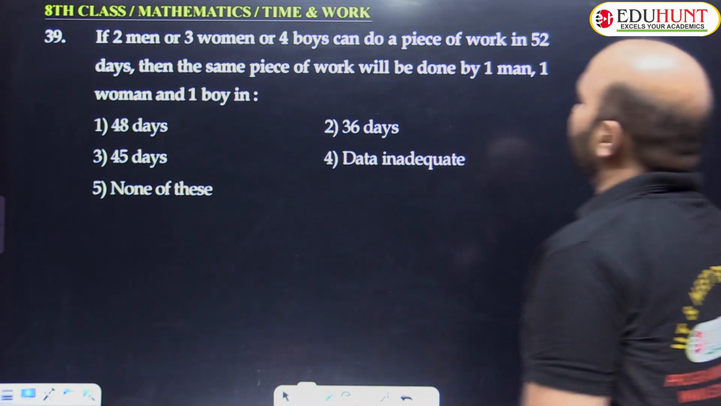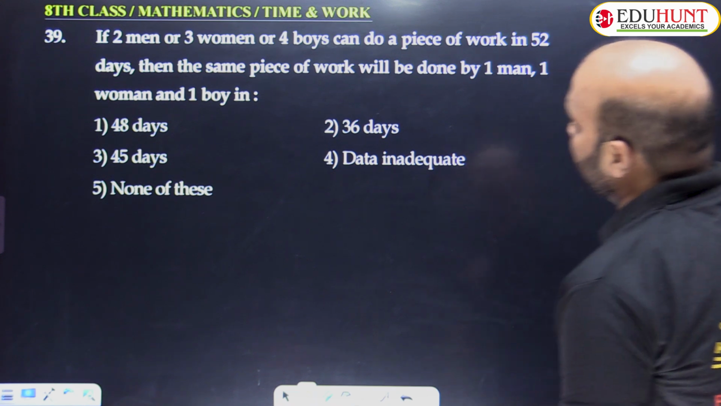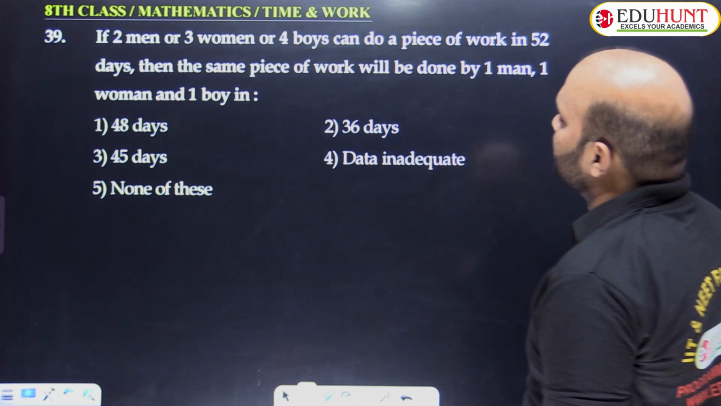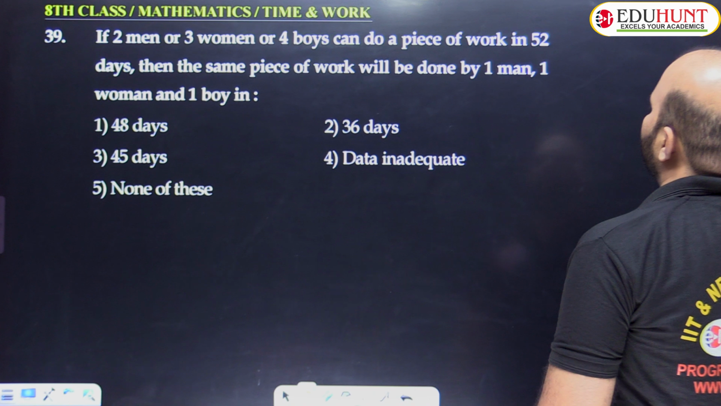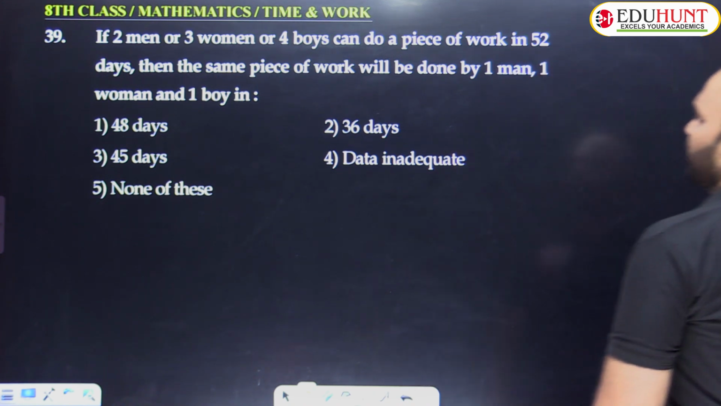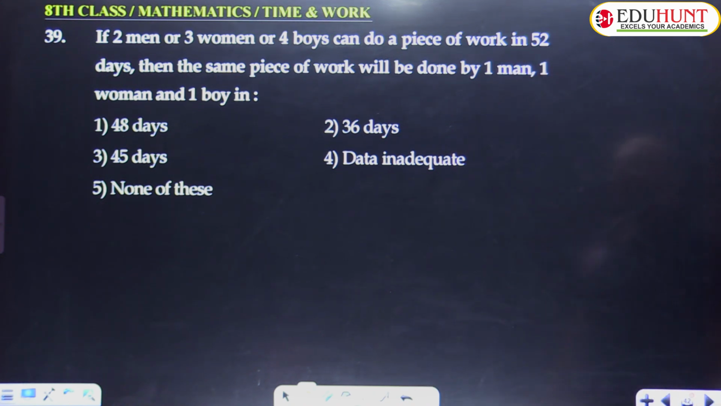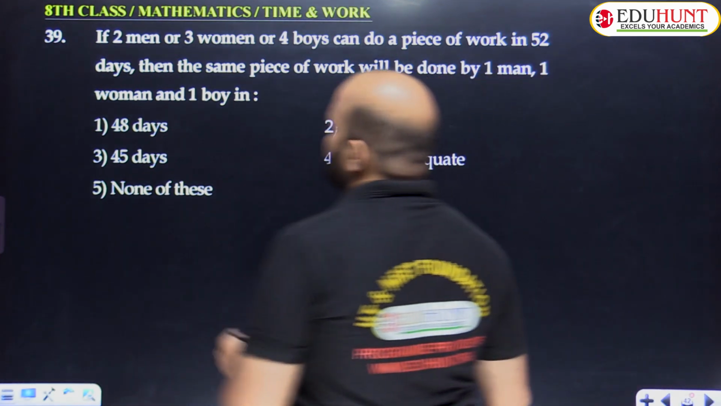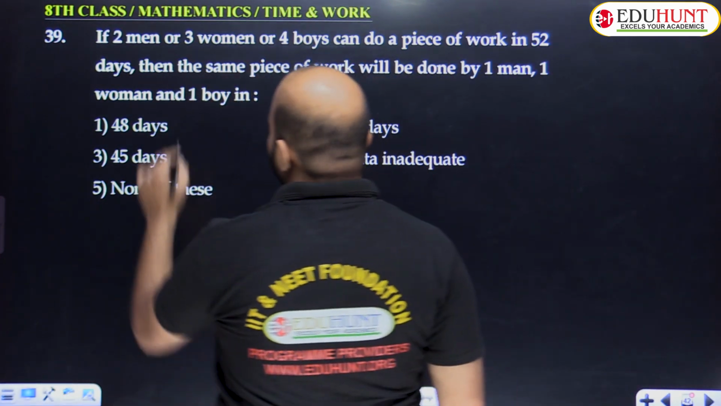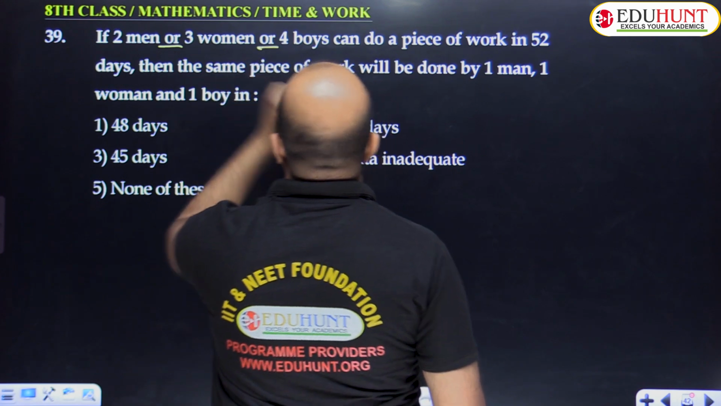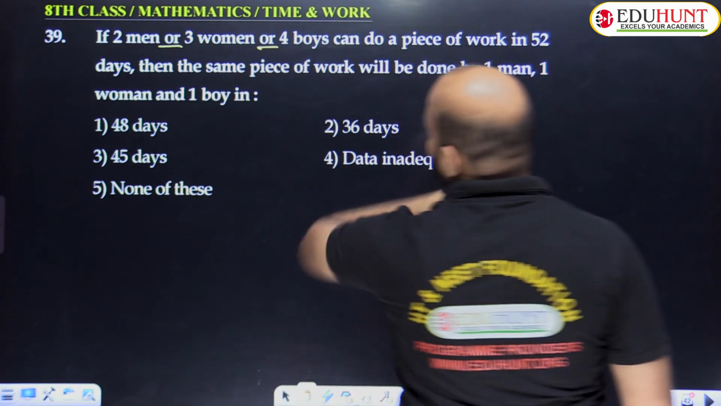If 2 men or 3 women or 4 boys can do a piece of work in 52 days, then the same piece of work will be done by 1 man, 1 woman, 1 boy in how many days? This is the question. So clearly we need to understand that 2 men or 3 women or 4 boys can do a piece of work in 52 days.